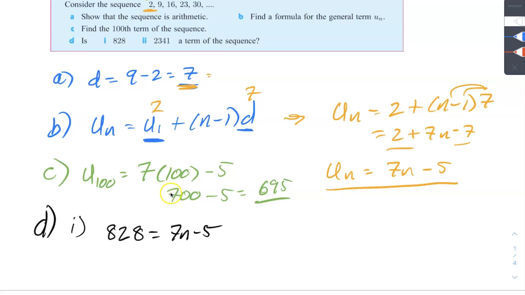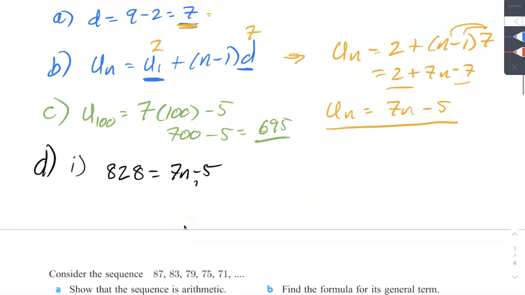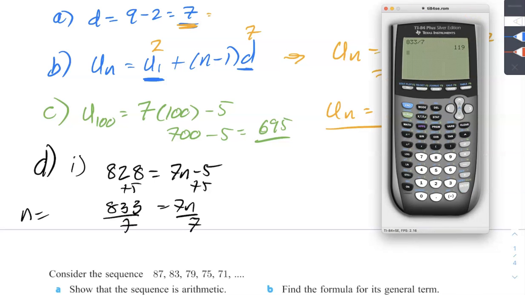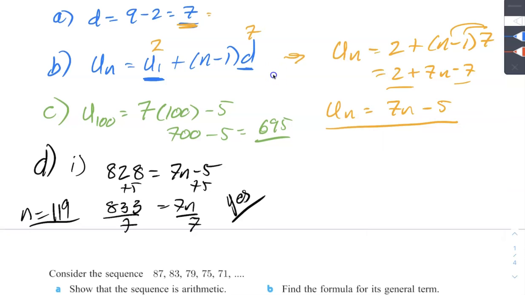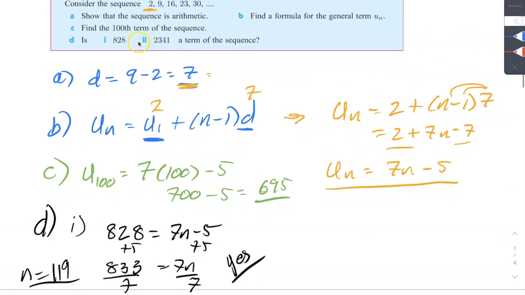And see if this actually works and we get a positive n for this. Add 5,830, 38, 33 equals 7n. Divide by 7. And then I put in my calculator, 119. So yes. The question was, is 828 a term of the sequence? It is. It's the 119th term of the sequence.